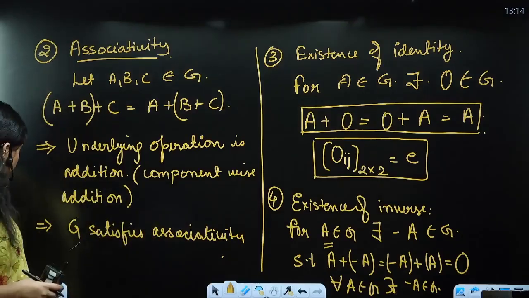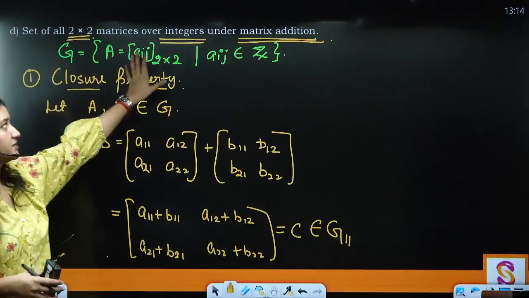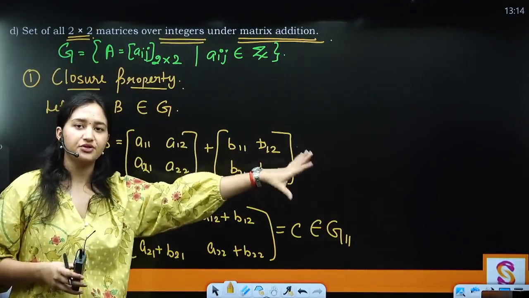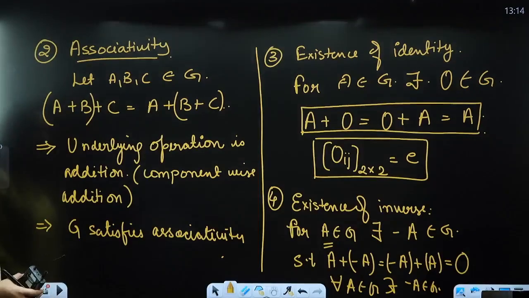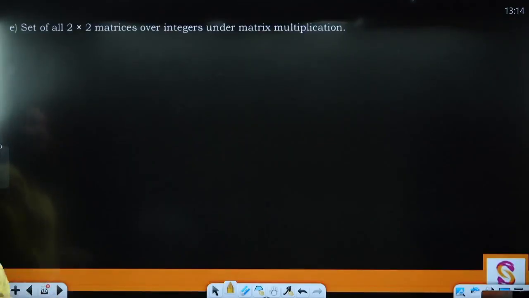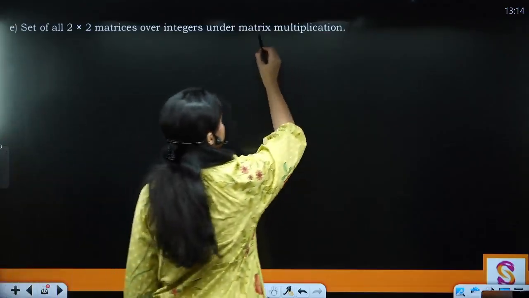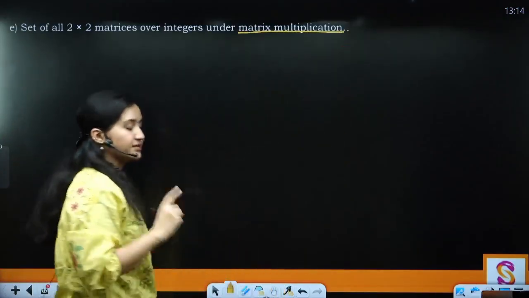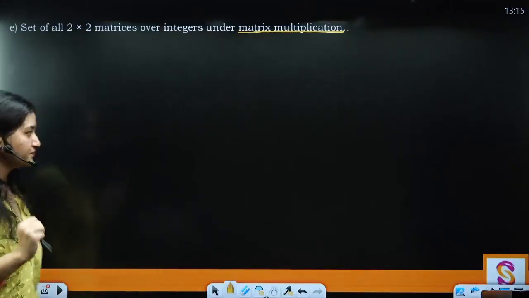Clear? So we can say that the set of all 2 cross 2 matrices over integers under matrix addition forms a group, right? Now definitely we have talked about addition, so we will be talking about the multiplication as well, right? So set of all 2 cross 2 matrices over integers under matrix multiplication. So now pay attention, it is given to us as matrix multiplication, not component wise multiplication. Clear? Chalo.